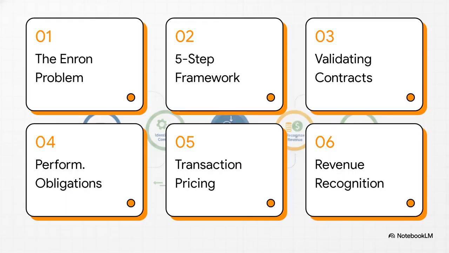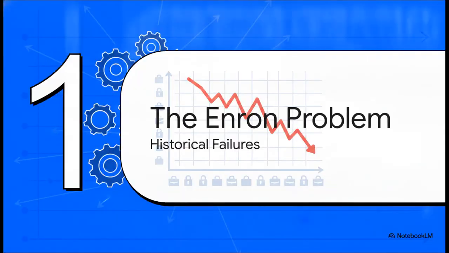So here is our roadmap for the explainer. First, the Enron problem. Second, the 5-step framework itself. Then we'll break down Step 1, validating contracts. Step 2, performance obligations. Step 3, transaction pricing. And finally, Steps 4 and 5, recognition. Section 1, the Enron problem.